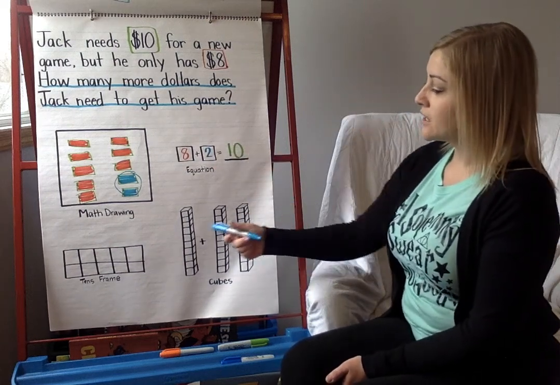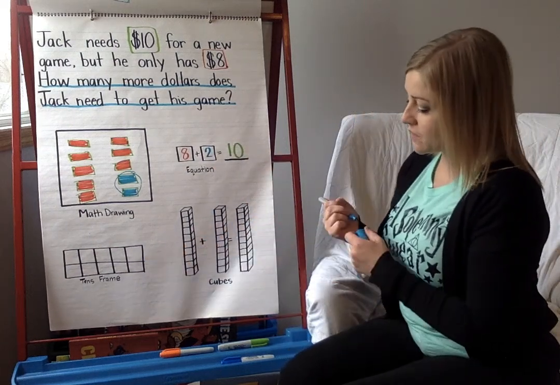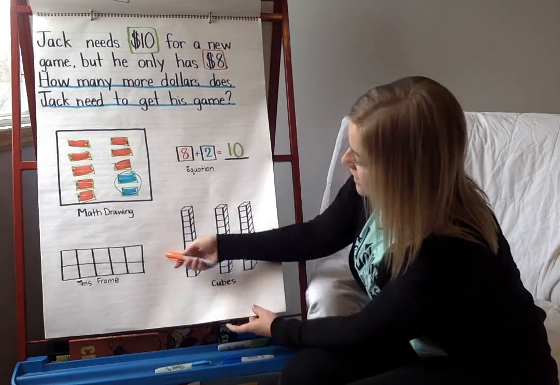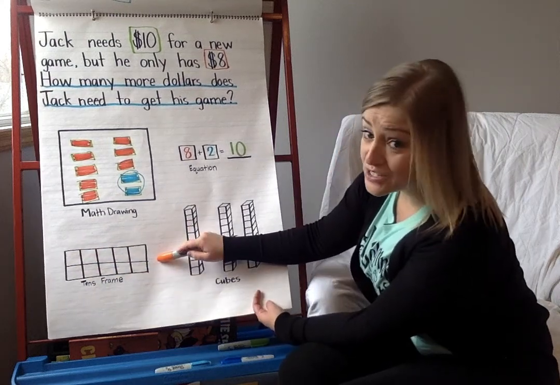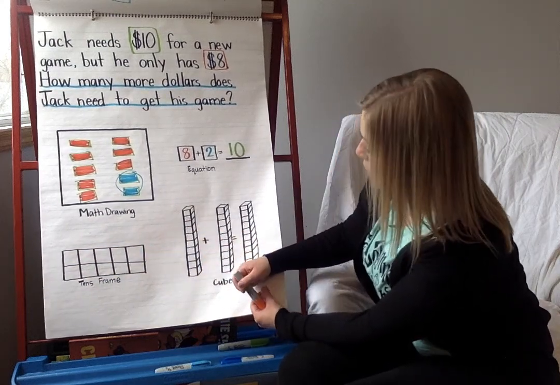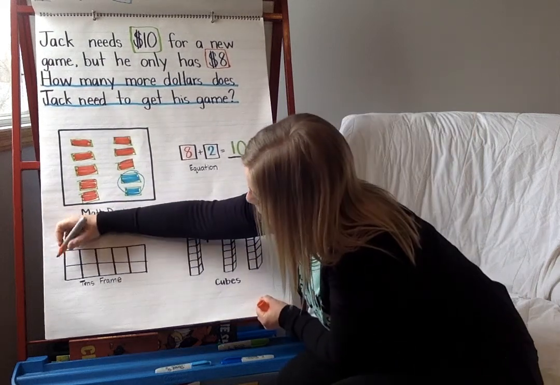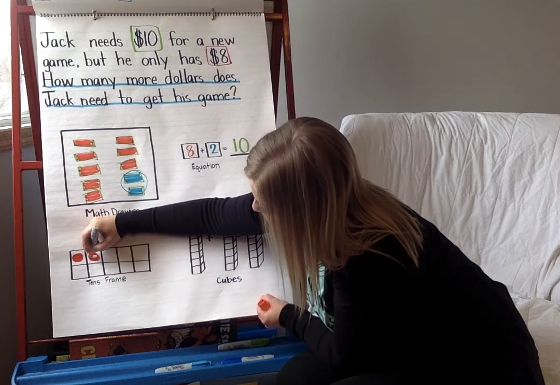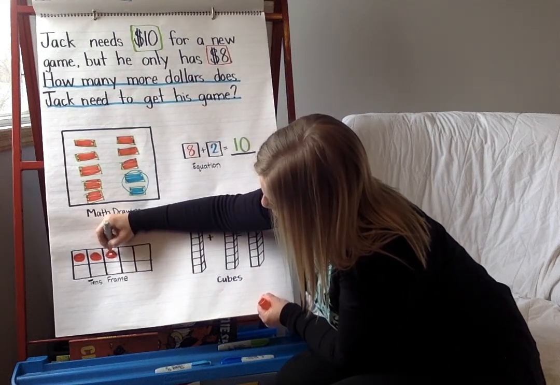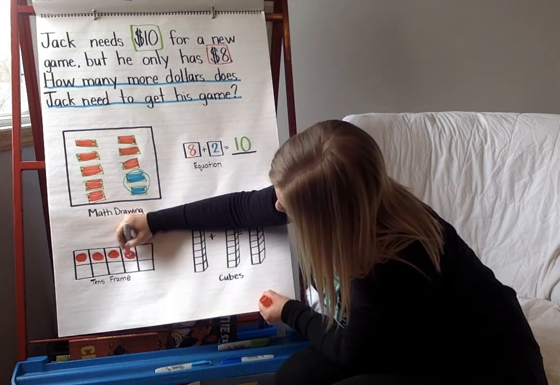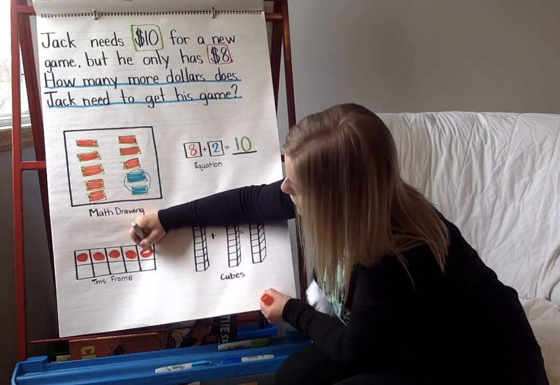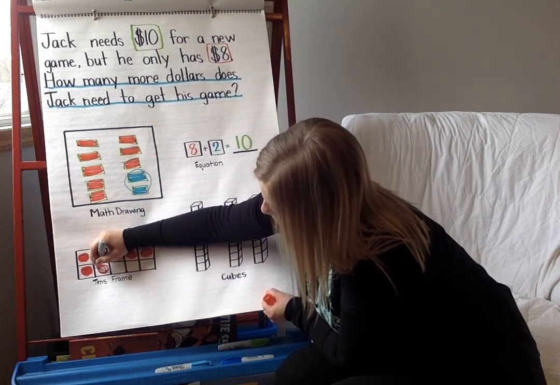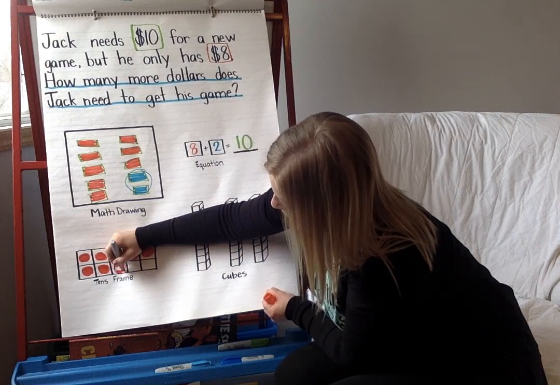2. Then down here at our tens frame, we can do the same thing we did before. Now that we know we need to have 10 all together, and a tens frame has 10 boxes in it, we can color in 8 circles for the 8 that we know Jack has. 1, 2, 3, 4, 5, 6, 7, 8.